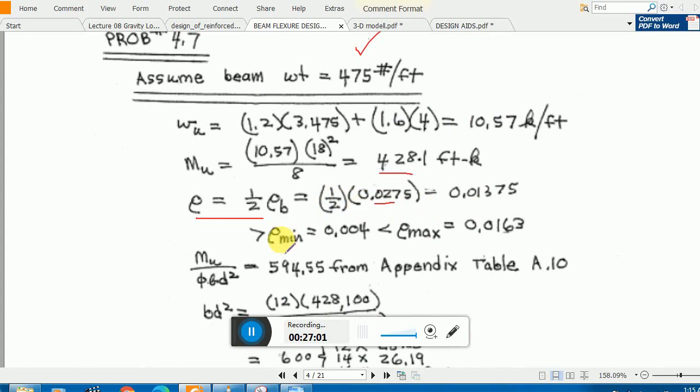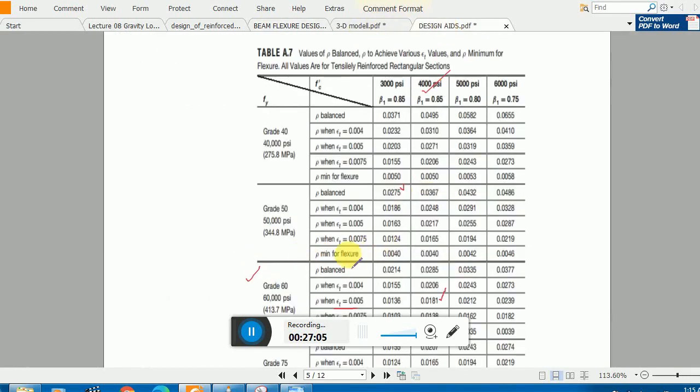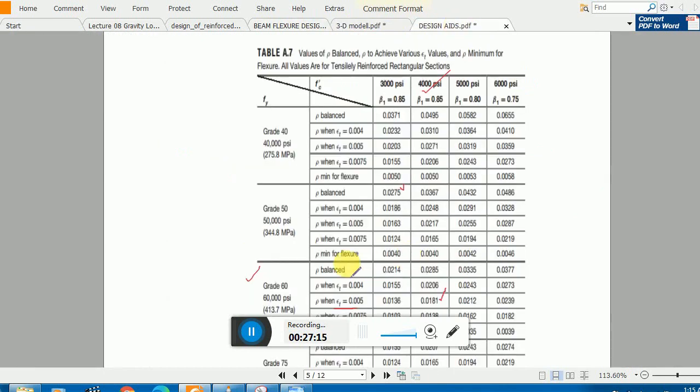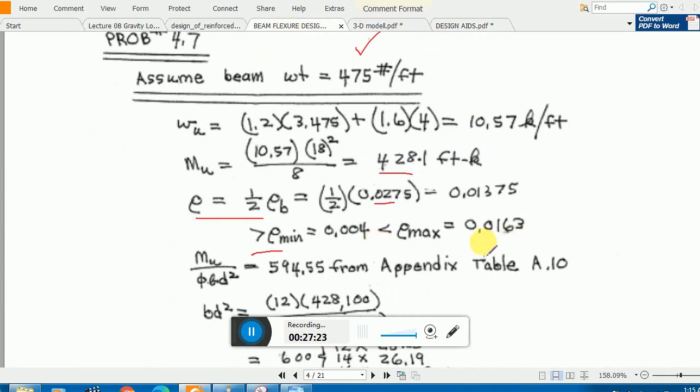So here you see 0.5 times this value, and rho minimum value is from the same table. Rho minimum is 0.004. Clear? That is your rho minimum value, 0.004. And rho max here, let's see, rho max value is 0 against this value. This one will be rho max value. So rho max is this one. Clear? I think this is clear.